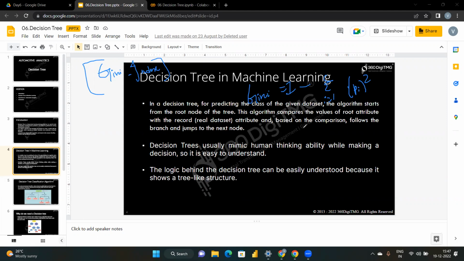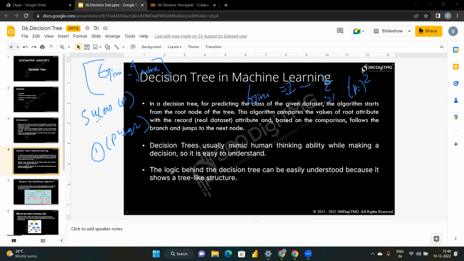So what are the steps to calculate this Gini index? The first thing is to calculate Gini for the subnodes using the above formula, for success and failure. Then calculate the Gini index for the split using the weighted Gini score of each node of the split data.